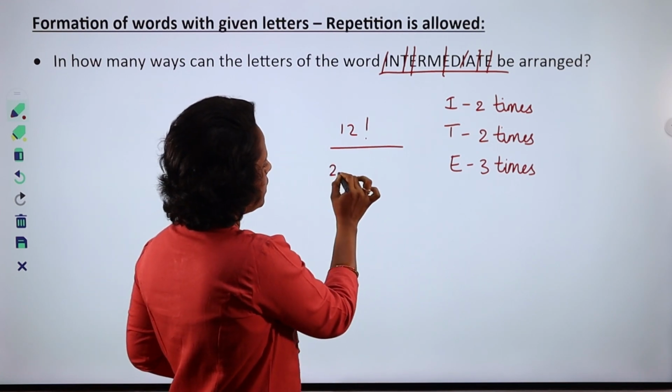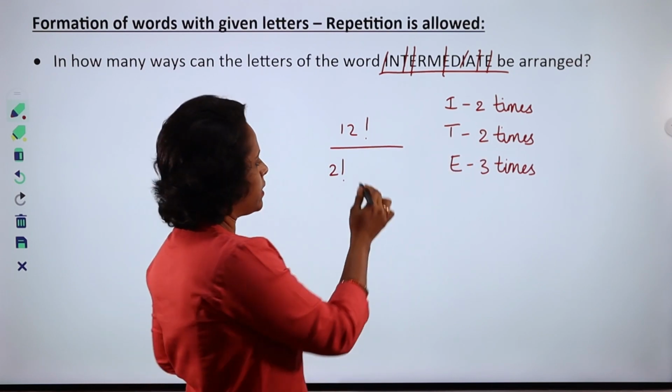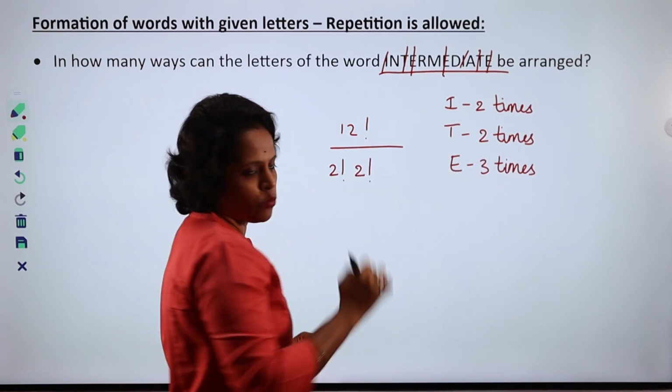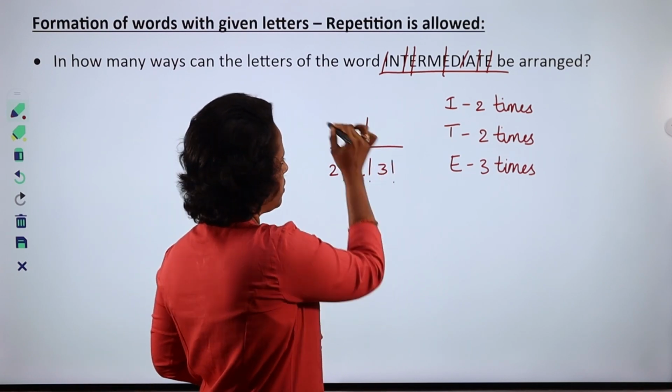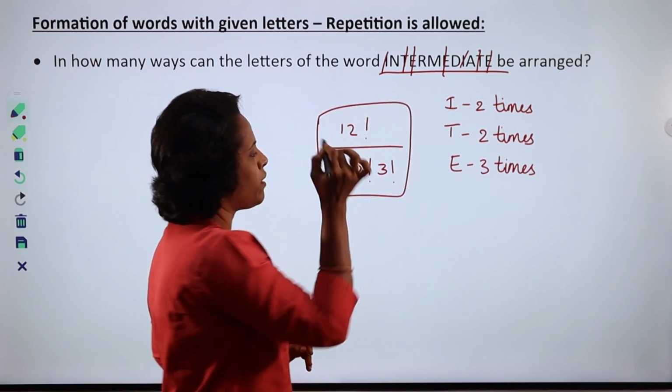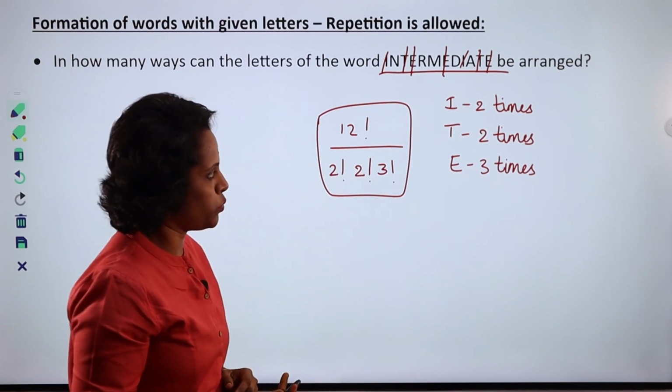Now I is repeated 2 times, so 2 factorial. T is repeated 2 times, so 2 factorial. E is repeated 3 times, so 3 factorial. So your answer will be 12 factorial divided by 2 factorial times 2 factorial times 3 factorial.